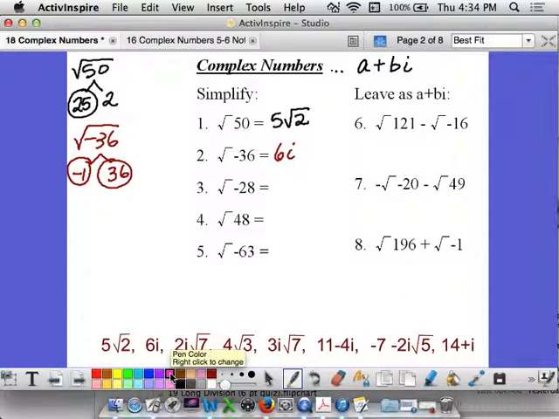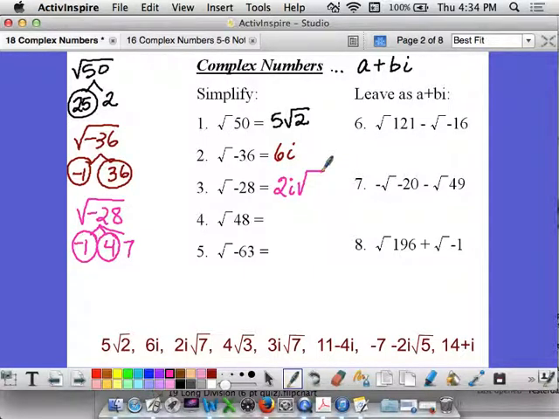Next, the square root of negative 28. I know the square root of negative 1. I know the square root of 4. However, I don't know it of 7. The square root of 4 is 2. The square root of negative 1 is i. But I don't know the square root of 7. So I write this as 2i times the square root of 7. You don't want to put the i at the end because it gets confusing as to whether the i is underneath the radical or not. So it's treated like a variable and written out front.